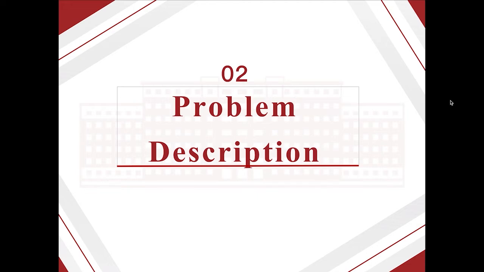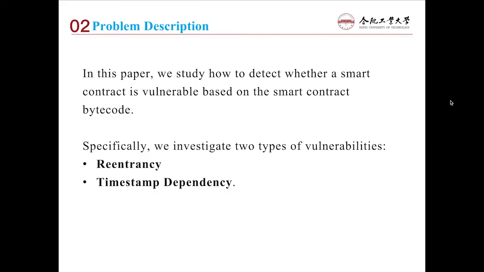Next, I will talk about the problem description. In this paper, we study how to detect whether a smart contract is vulnerable based on the smart contract bytecode. Specifically, we investigate two types of vulnerabilities, that is, reentrancy and timestamp dependency.